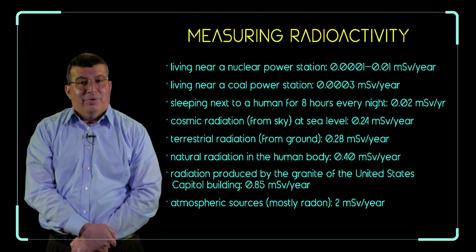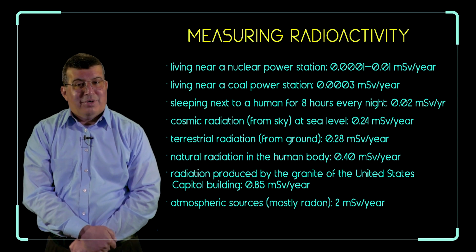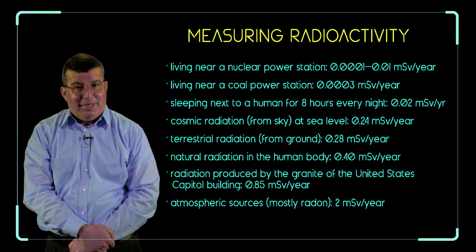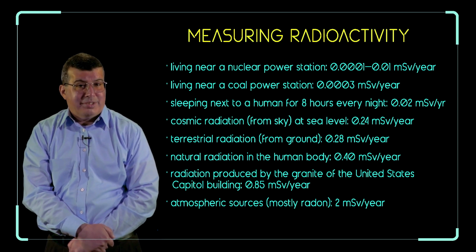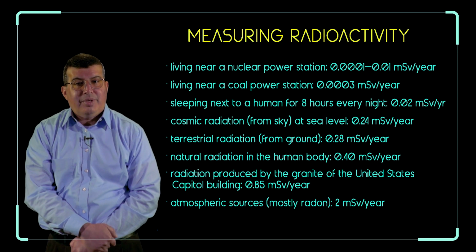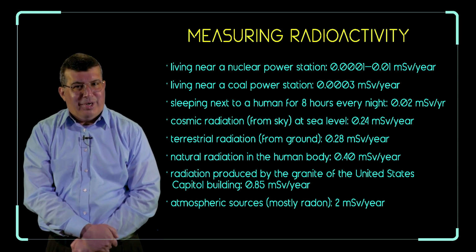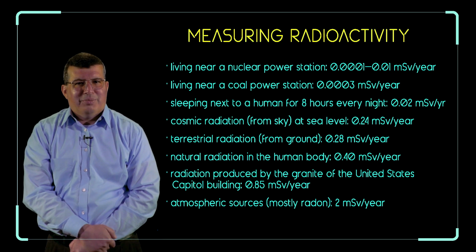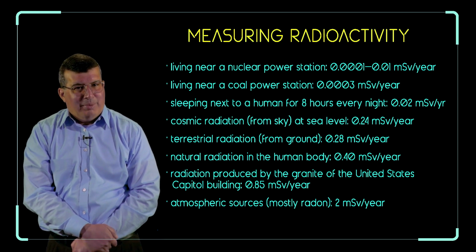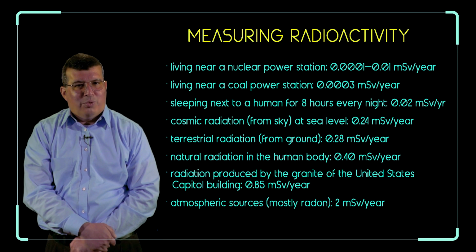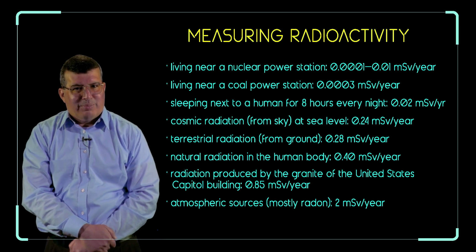You can also receive radiation from the sky. This is called cosmic radiation. This is radiation from space. And that will give you a larger dose of 24 hundredths of a millisievert per year, so about a quarter of a millisievert every year. The ground will also irradiate you. Radiation from the ground is about the same, about a quarter of a millisievert every year. Natural radiation in your own body, as I said, that's about 4/10ths of a millisievert per year.